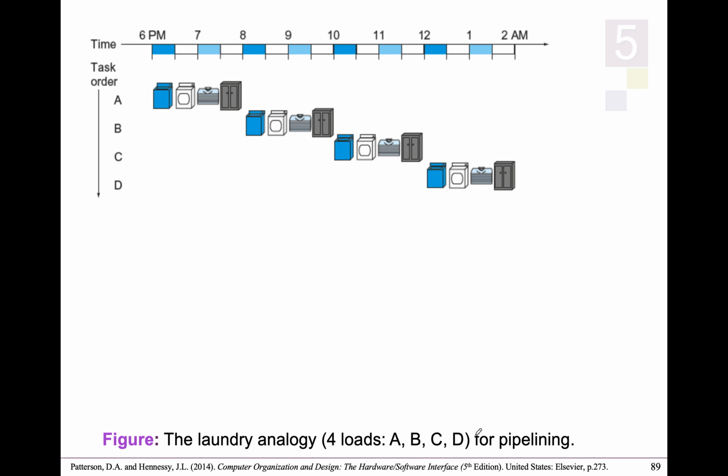So in this picture, the laundry analogy: let's say you have 4 loads, A, B, C, D. You have 4 for pipelining. Your task A, let's say you take laundry service orders from Ali, Boy, Chicha, and Didi. You need to finish them one by one. Let's say you do the laundry for Ali first. You do the washer, the dryer, the folding, and then you wrap it in plastic and send it back to Ali.